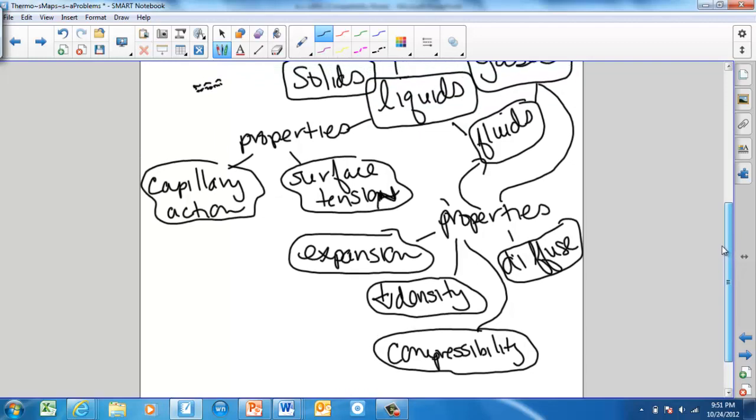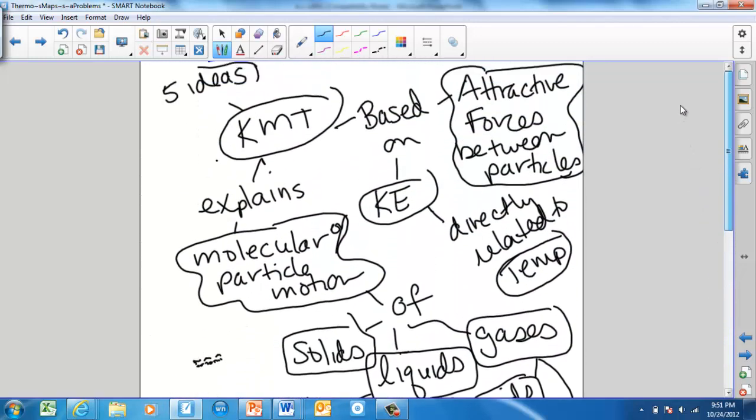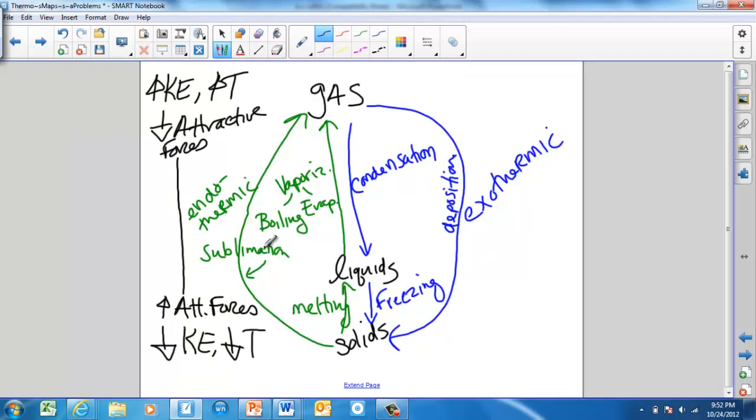So here are just some of the main ideas with kinetic molecular theory and kind of how they tie together. Again, the two big things with kinetic molecular theory is that it's based on the kinetic energy of the particles and the attractive forces. Which leads us to our last concept map that we did in our notebooks the other day. And this is looking at the three phases of gases, liquids, and solids. And remember, we purposely put the liquids and the solids a little closer together because these two states of matter really aren't that much different.